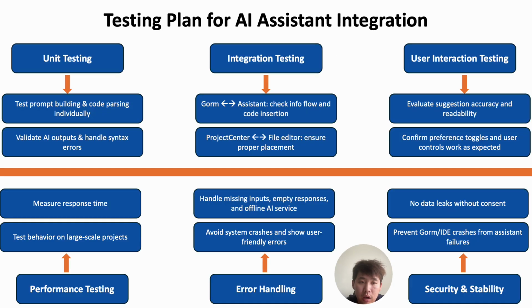Now we're ready to talk about testing plans for AI assistant integration. To ensure the AI assistant works smoothly in GNUstep, we designed a multi-layered testing plan. First, we do unit tests on prompt building and code parsing. Then integration tests check how GORM and Project Center interact with the assistant, including undo and redo.